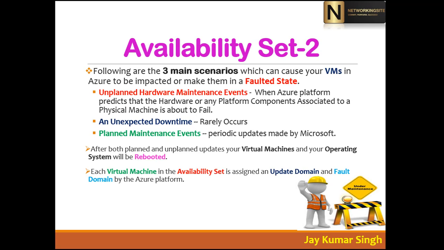Now there are some other features. It's saying that there can be three reasons when you will face some kind of downtime with your servers. Maybe there will be an update going on, or some kind of unexpected downtime, maybe a power failure or something, or maybe there will be planned maintenance by Microsoft, after which your system will reboot. So each virtual machine in the availability set is assigned an update domain and fault domain by the Azure platform to deal with these kinds of problems.